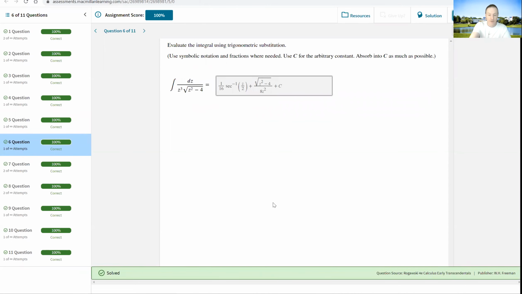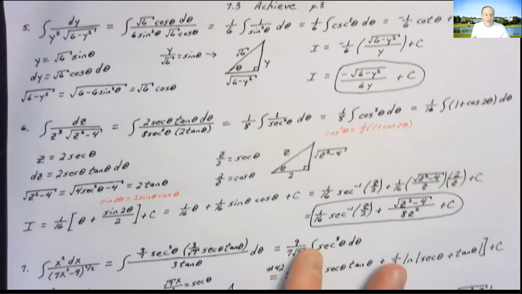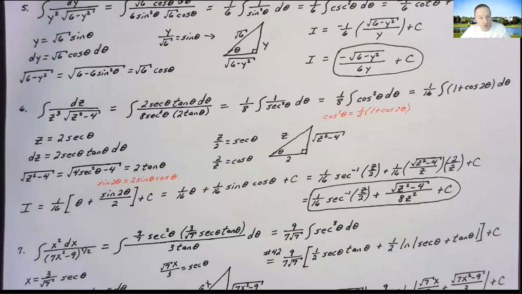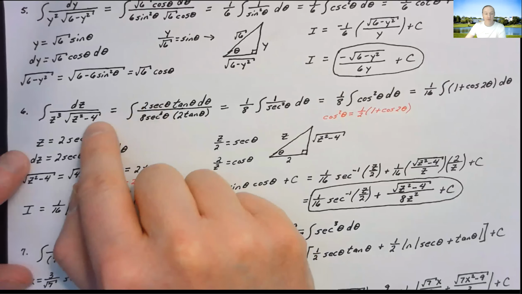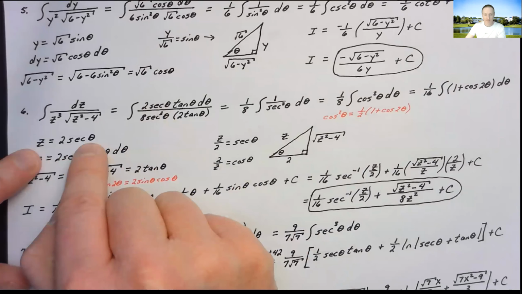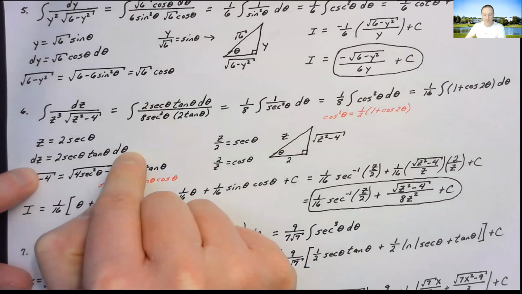For the next question here, number 6, we were given the problem, the integral of dz over z cubed on the square root of z squared minus 4. As soon as I see variable squared minus constant squared, I'm thinking, okay, this is a secant theta, where a in this case is the square root of 4, 2. So z is going to equal 2 secant theta. dz, 2 secant theta tangent theta, d theta.